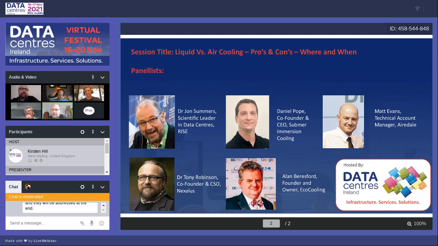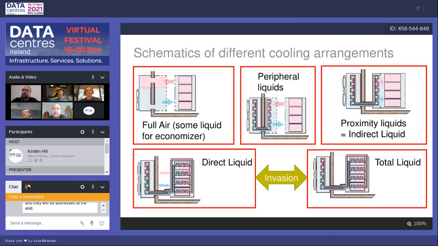But first of all, before we get the panelists to introduce themselves, their company and their particular role in the form of air or liquid cooling, I wanted to just briefly go through what we mean by liquid cooling, because sometimes that gets a little bit confusing. So this is a schematic of the different cooling methods that are used in data centers today. It's a high-level schematic. It doesn't talk about anything in detail in terms of how we remove the heat from the more detailed aspects of it.